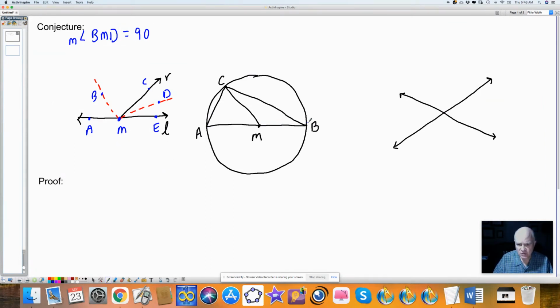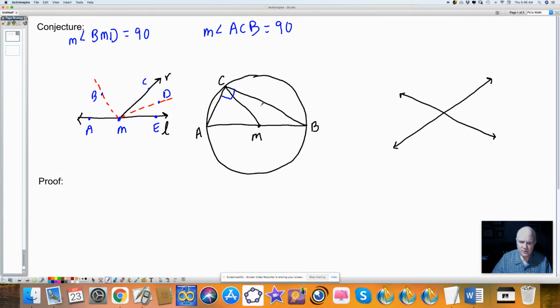Here we have a circle M, with a diameter of AB, and point C is on the circle. And when we moved this around and we measured it, we noticed that it's 90 degrees. And so the conjecture here would be that the measure of angle ACB, notice we use the middle letter as the vertex for each of these cases, the measure of this angle is equal to 90. We think that this is a 90-degree angle. You could say angle ACB is a right angle. That would be a conjecture.